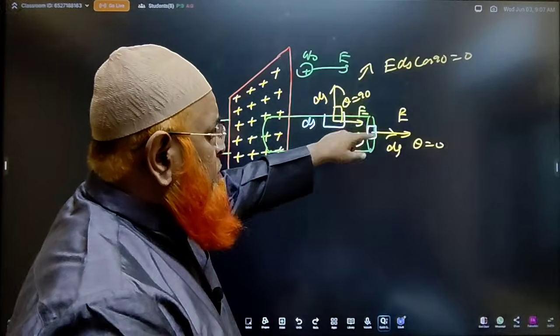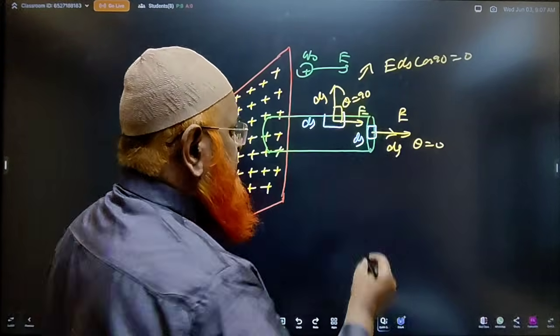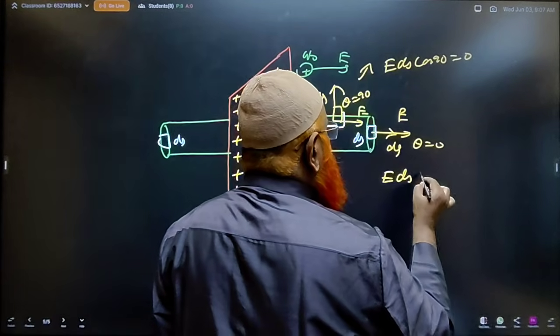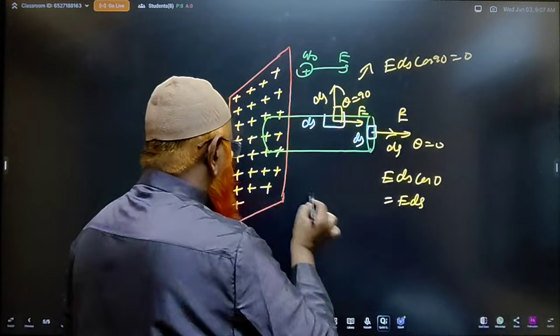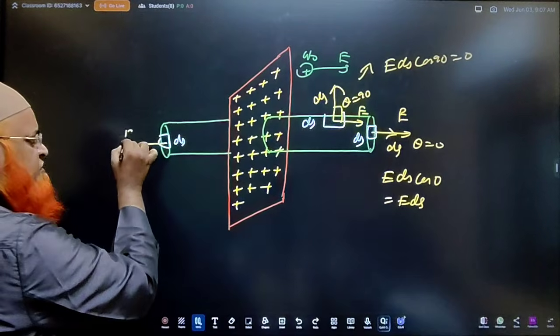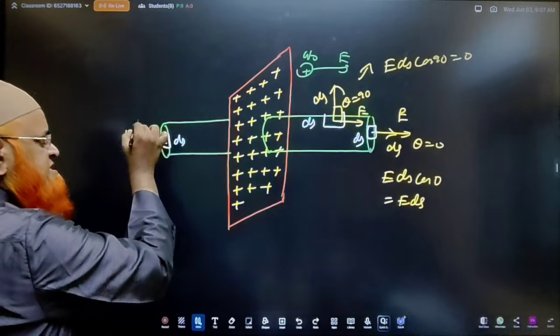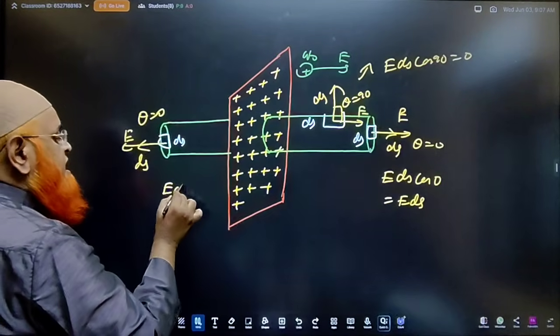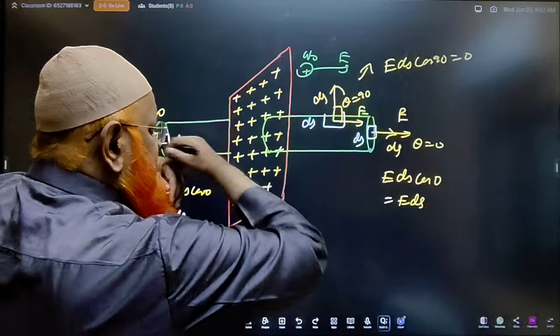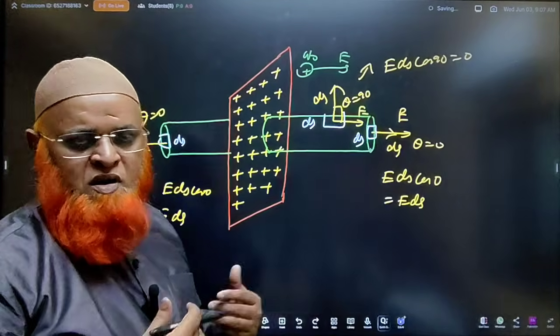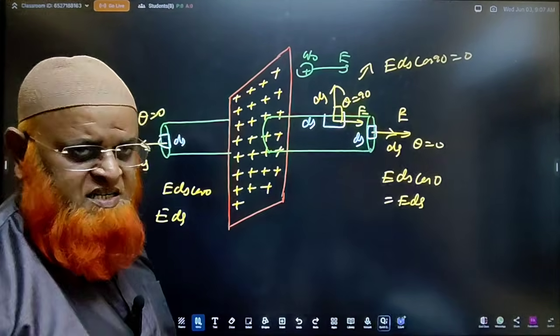So now is the topmost point of your cylinder where you can apply E ds cos 0, which is nothing but E ds. Cos 0 is going to be 1. Here also we apply, in this direction electric field is there, and in this direction ds is there. Theta is equal to 0 degrees. So E ds cos 0, which is nothing but E ds. So lateral surface area is nothing here. We don't consider. Only two surfaces we will consider here.